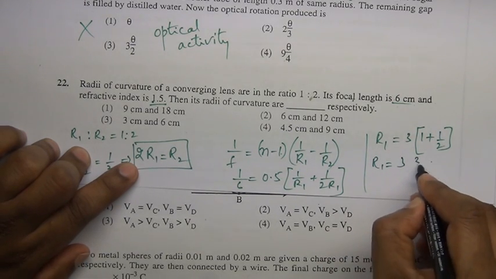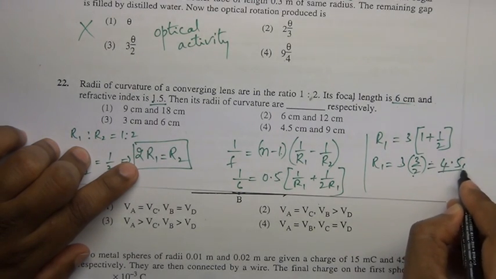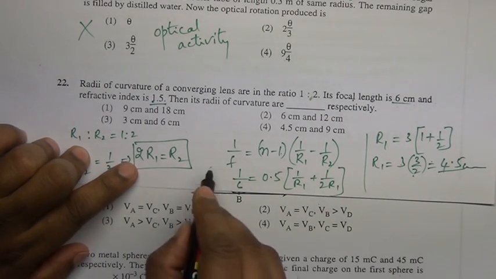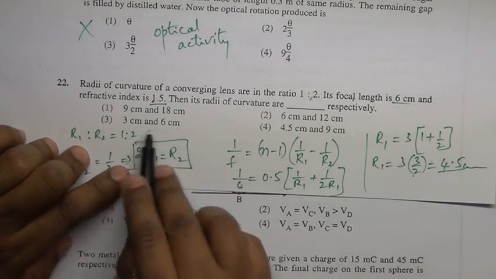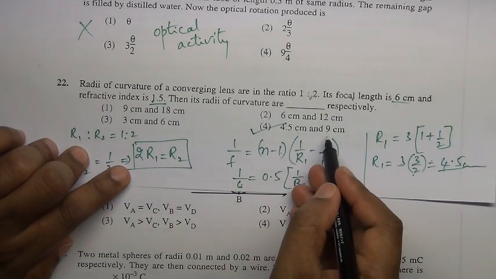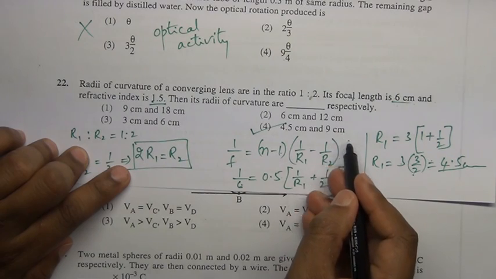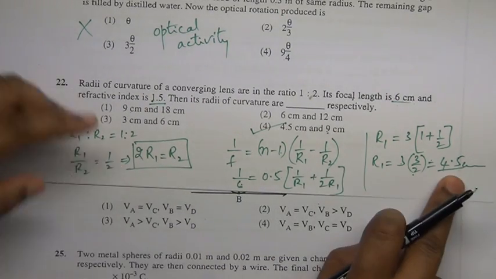into 3 by 2. 9 by 2 is 4.5 centimeter. Since focal length is in centimeter, this is 4.5 centimeter. So in these options, 4.5 is with fourth option. Of course, we can show that the other surface is 9 centimeter, 2 times this.